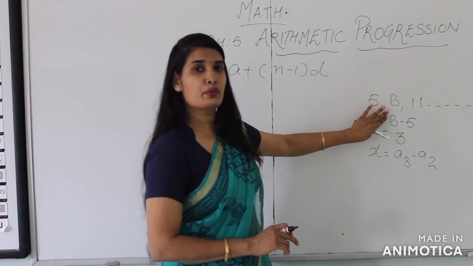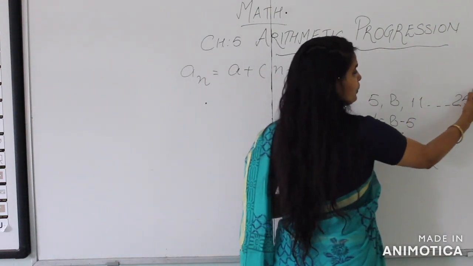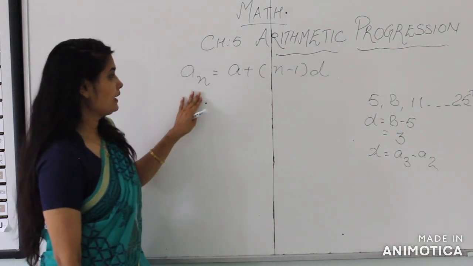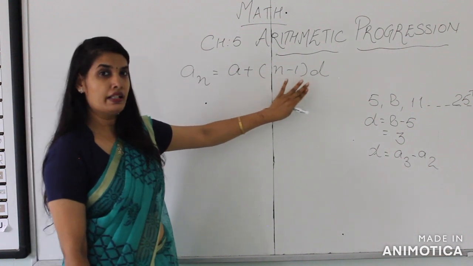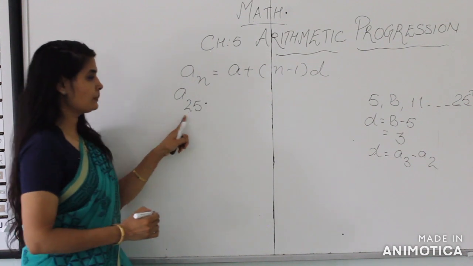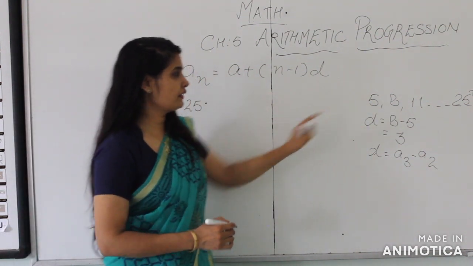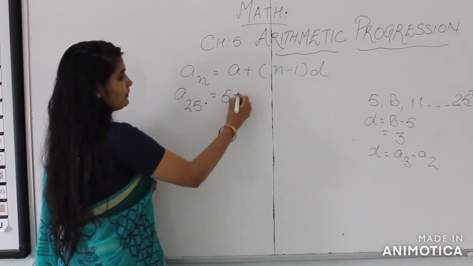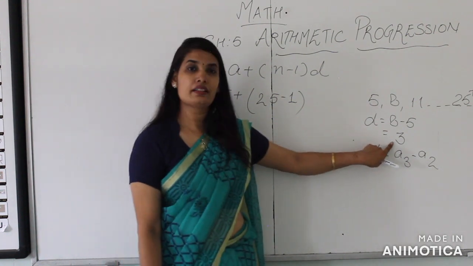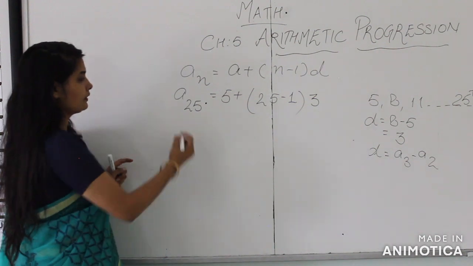Suppose this is my arithmetic progression, 5, 8, 11, and I want to find the 25th term of this arithmetic progression. So which formula am I going to apply? This one. an equal to a plus (n minus 1)d, right? Suppose I want to find the 25th term, so in place of n I write 25. In place of a, I will write 5 here. And this is 25 minus 1. And what is d here? d is 3. Okay. So 3 I will write here.